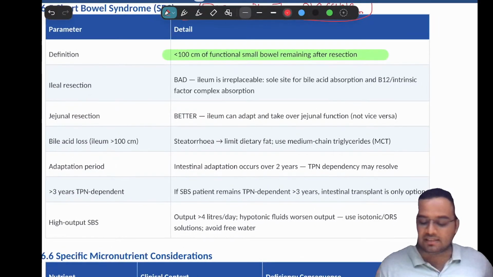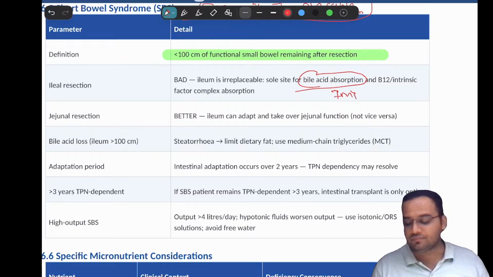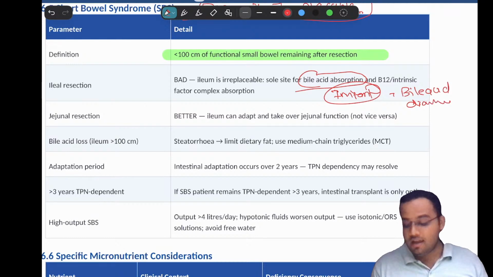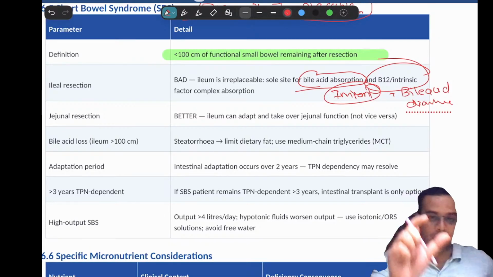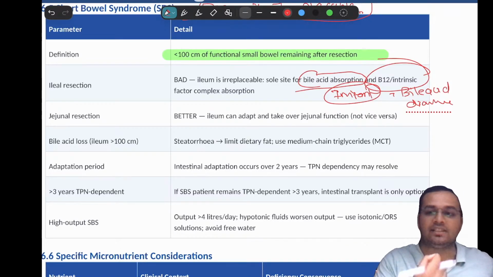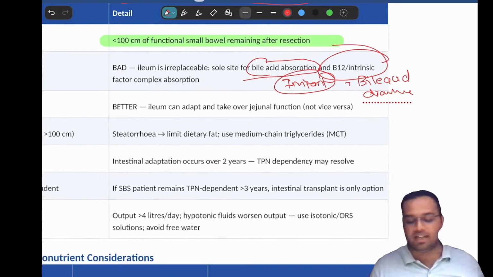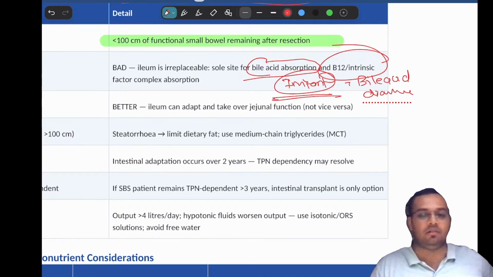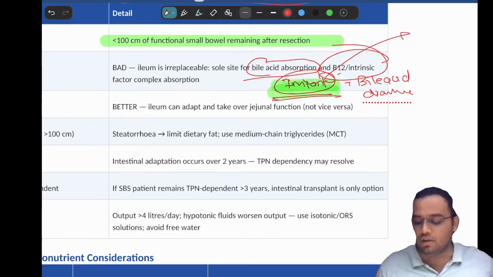So what happens is the bile acids are absorbed in the ileum. That is one complication, and bile acids are highly irritant and can cause bile acid diarrhea. And another important thing is B12 absorption happens in the ileum. So whenever you are going to resect the ileum, make sure that you give the patient B12 supplementation, and not orally, always intramuscularly or intravenously, because if you give it orally, it is not going to be absorbed. So an ileal resected patient needs B12 supplementation lifelong, and for the irritant bile salts, we give a drug called cholestyramine.